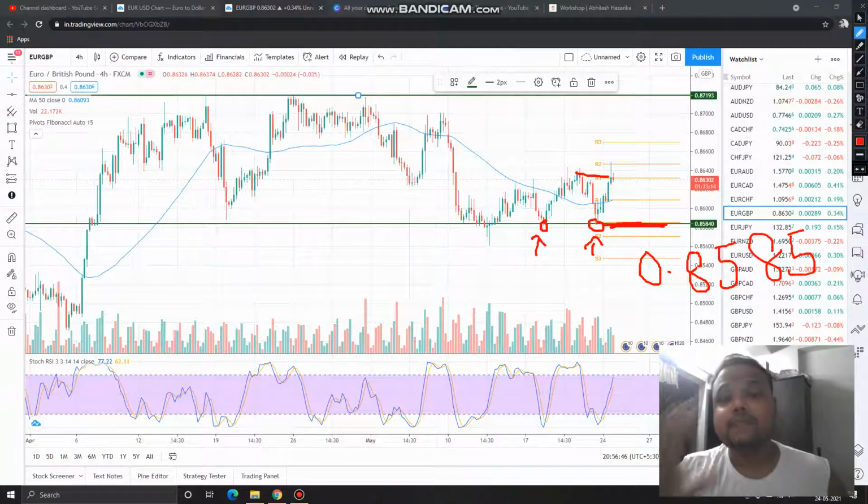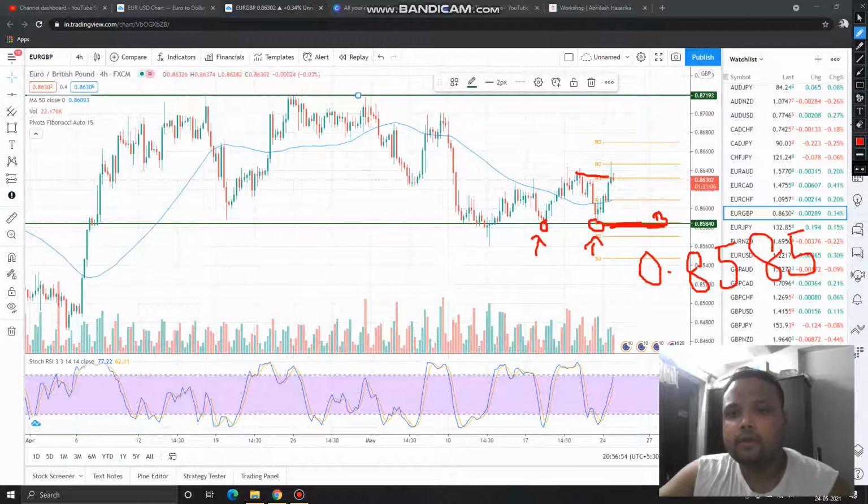When the market comes down to this particular level, just observe the price. If you see that price is bouncing back from this level again, like previous times, you can go for a buy at this level, once you get a confirmation that the price is bouncing off from this level.